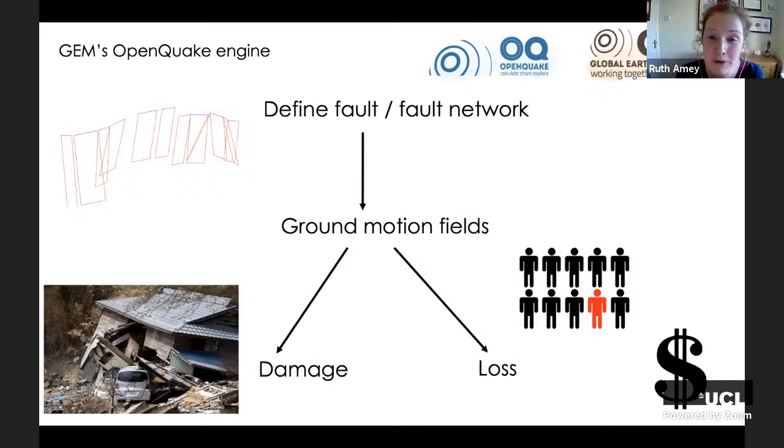We use GEM's OpenQuake engine. I think I'm preaching to the converted here to say that it's a brilliant piece of software, and we use scenario mode, which means that we define specific fault geometries and earthquake parameters, and using these defined scenarios, calculate the hazard and risk to Almaty.